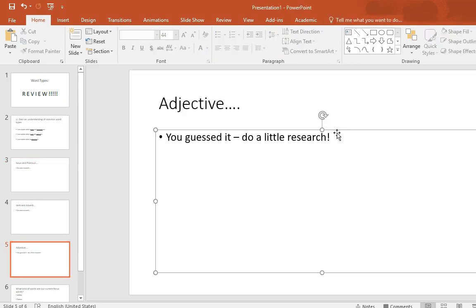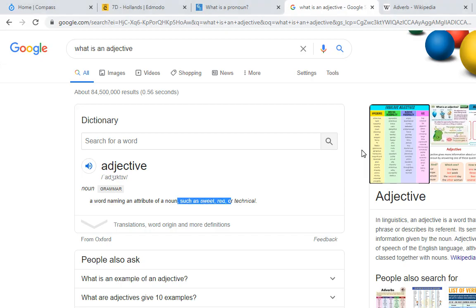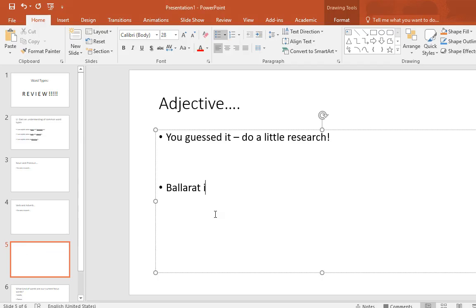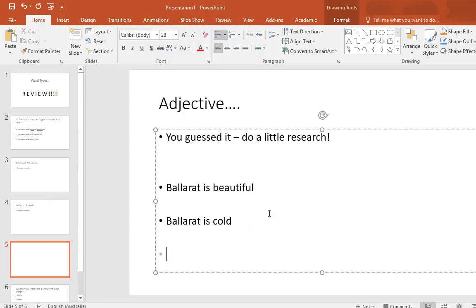So if I thought of a place like Ballarat, and I give it an attribute, so Ballarat is beautiful, Ballarat is cold. These words here would be the adjectives. So this is the noun, Ballarat, and this is a descriptor. So we'll just double check that. A word naming an attribute of a noun, such as sweet, red, or technical. Yeah, so we could go, Ballarat is red. It doesn't make as much sense, does it?